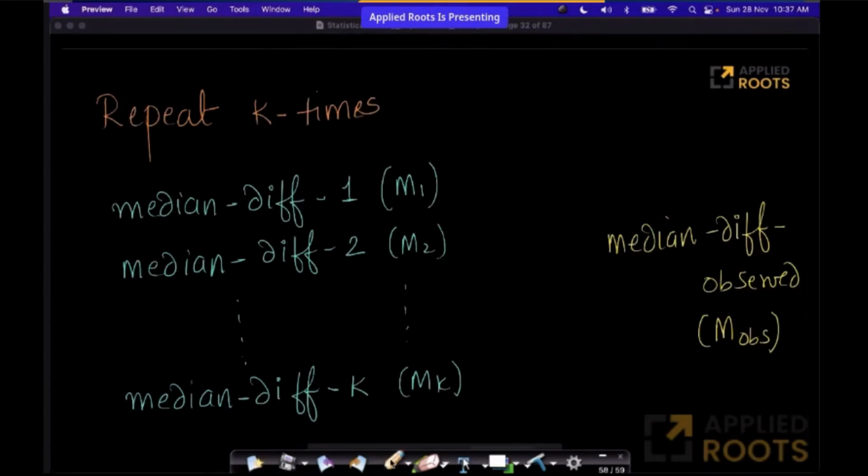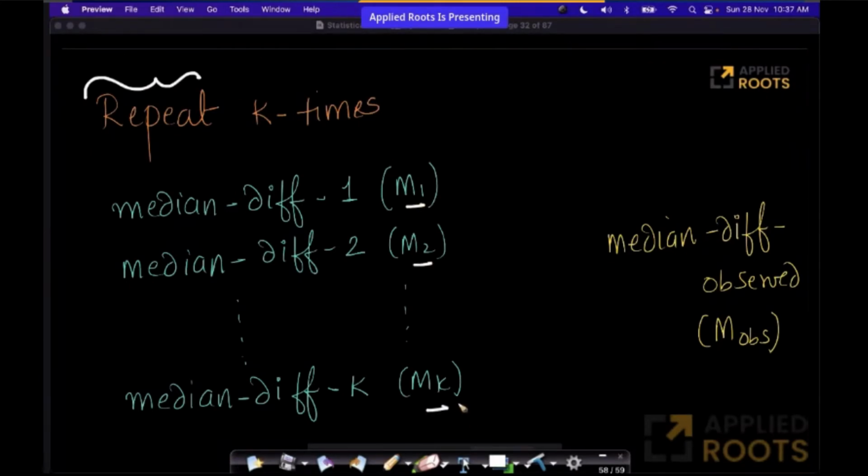Now, what we'll do here is, because we have a computer at our hand, right? We will just repeat this k number of times. Every time you get, first time you get median diff 1, second time we get median diff 2, third time we get median diff k. You get k such medians. We'll just call them median differences. We'll just call them m1, m2, mk.